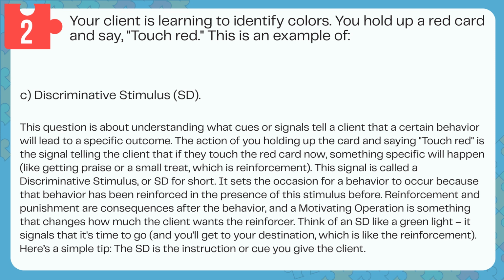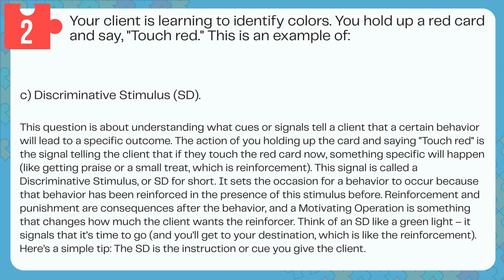This question is about understanding what cues or signals tell a client that a certain behavior will lead to a specific outcome. The action of you holding up the card and saying "touch red" is the signal telling the client that if they touch the red card now, something specific will happen, like getting praise or a small treat, which is reinforcement. This signal is called a discriminative stimulus, or SD for short.